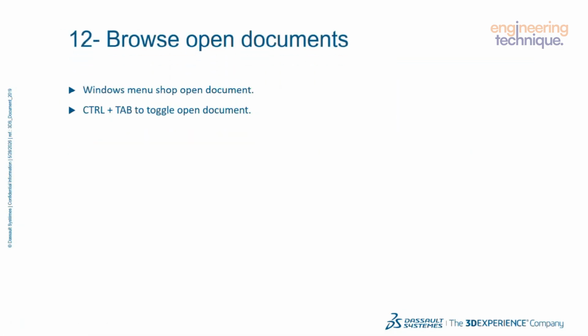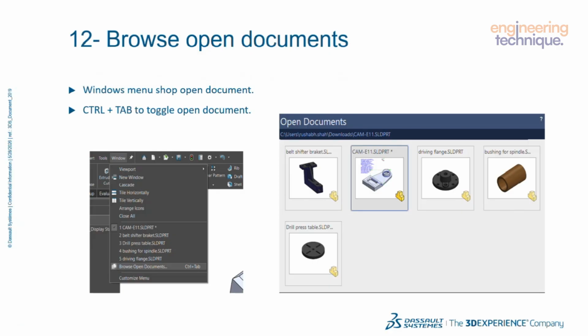Next, Browse Open Documents. It is the same way that we open a recent document. We can open it directly from that window, and it also opens a form which can be selected by Alt-Tab to open the document, which is similar to what we see on the Welcome box.